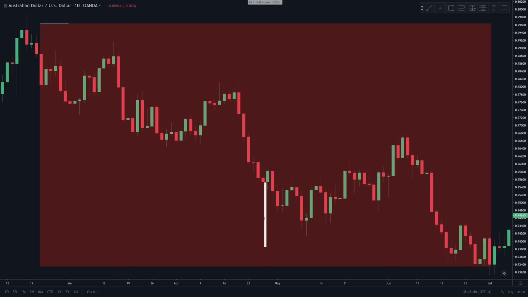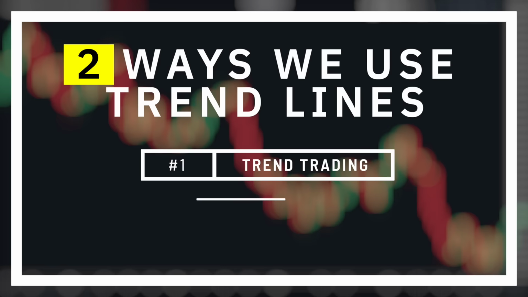So, we use trend lines in combination with price action in two key ways. The first is for trend trading, and the second is for reversal trading. Let's start with the first, which is trend trading with trend lines.